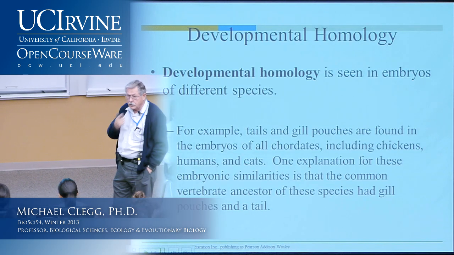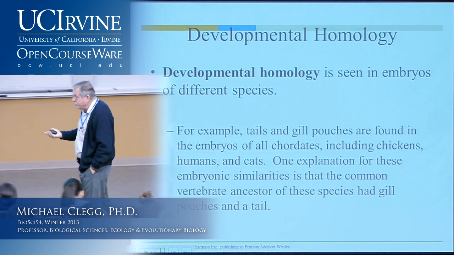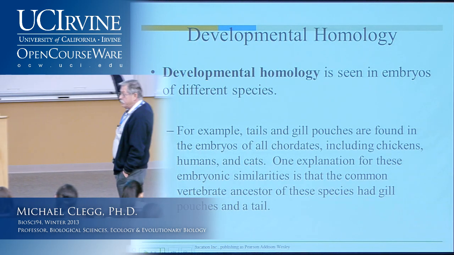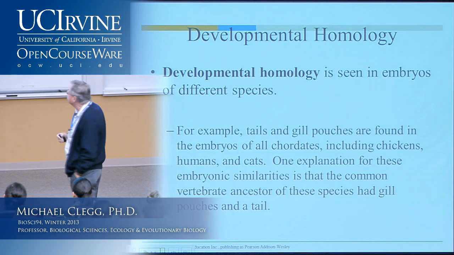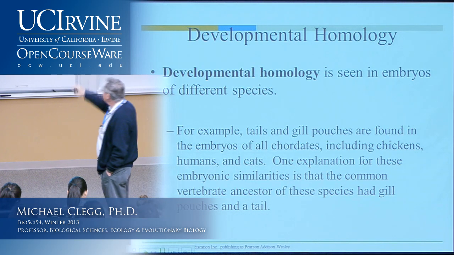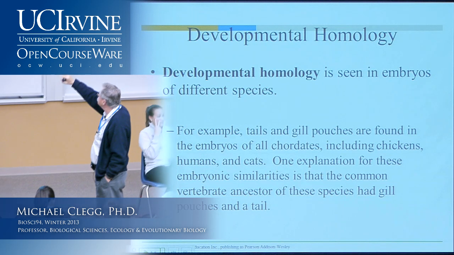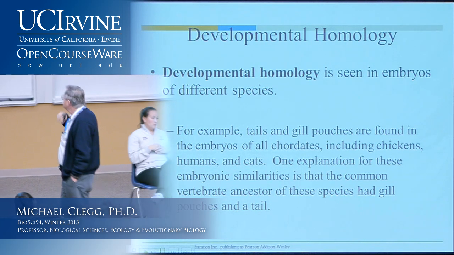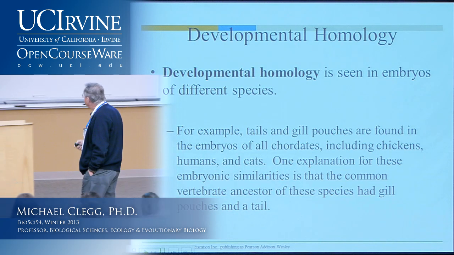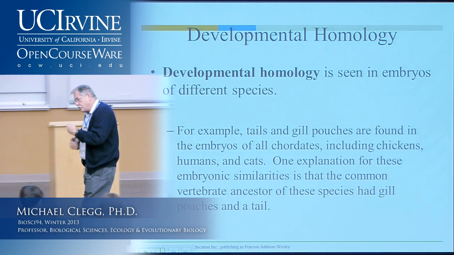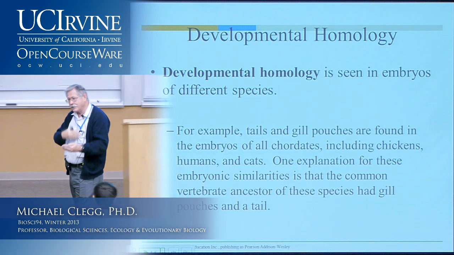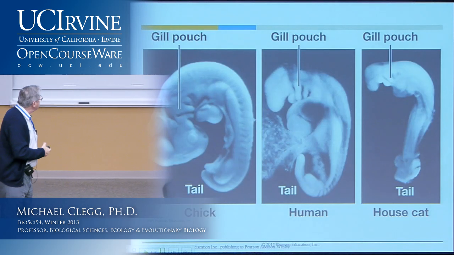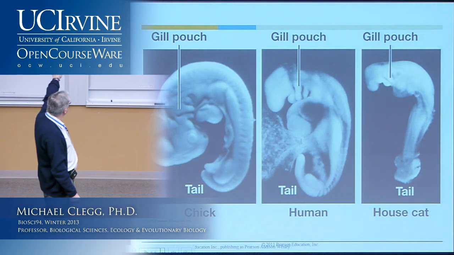So genetic homology. Then there are developmental homologies. And these are seen particularly when we compare the embryos of different species. So for example, you see tails and gill pouches in embryos of all chordates, from chickens to humans and cats, because there's a common developmental progression in the program of development which leads to these homologies, these developmental homologies.